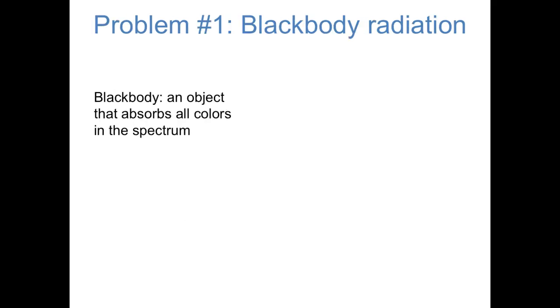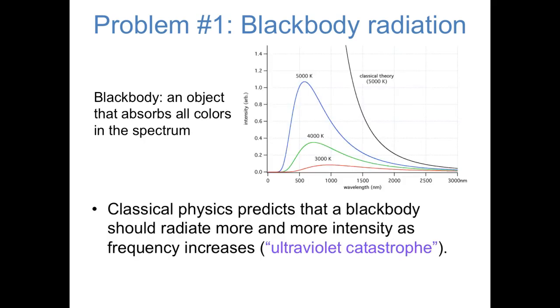We'll start with blackbody radiation, which was the first sign that something wasn't quite right with classical physics. In physics, a blackbody is an object that absorbs and emits all colors in the spectrum. This sounds like kind of an abstract concept, but to a good approximation, planets and stars actually behave as blackbodies. It turns out that classical physics predicts that a blackbody should radiate more and more intensity as the frequency of light increases. In other words, at high intensities, classical physics predicts that a blackbody would radiate an infinite amount of energy.